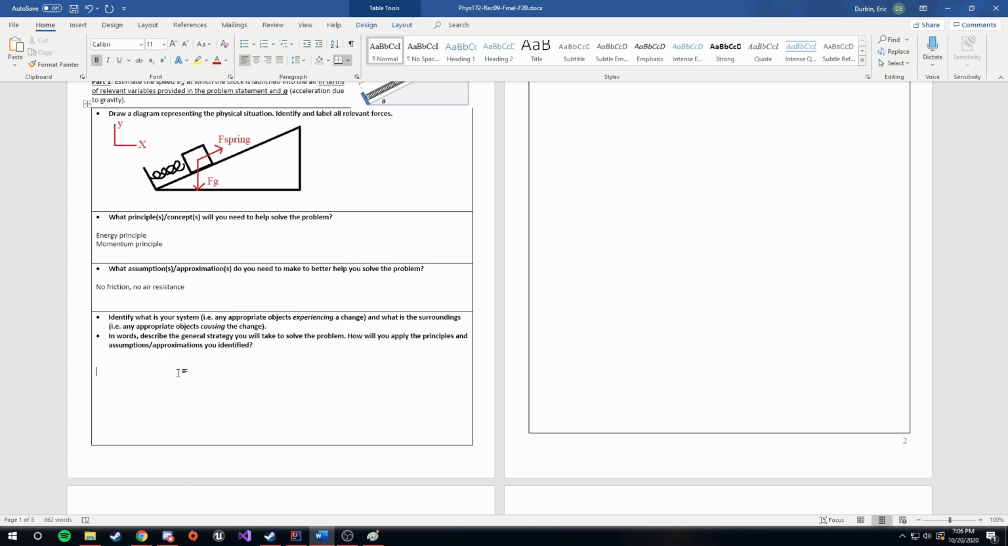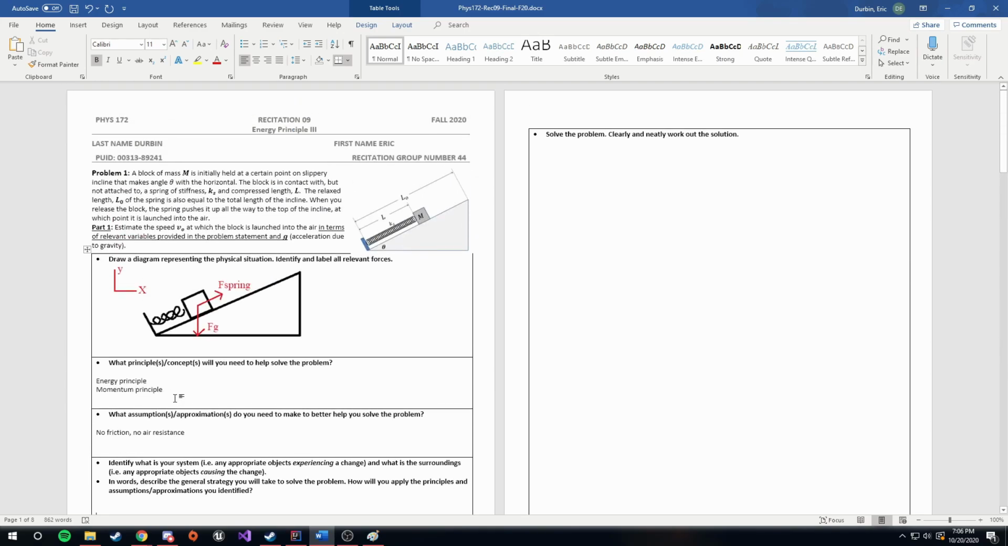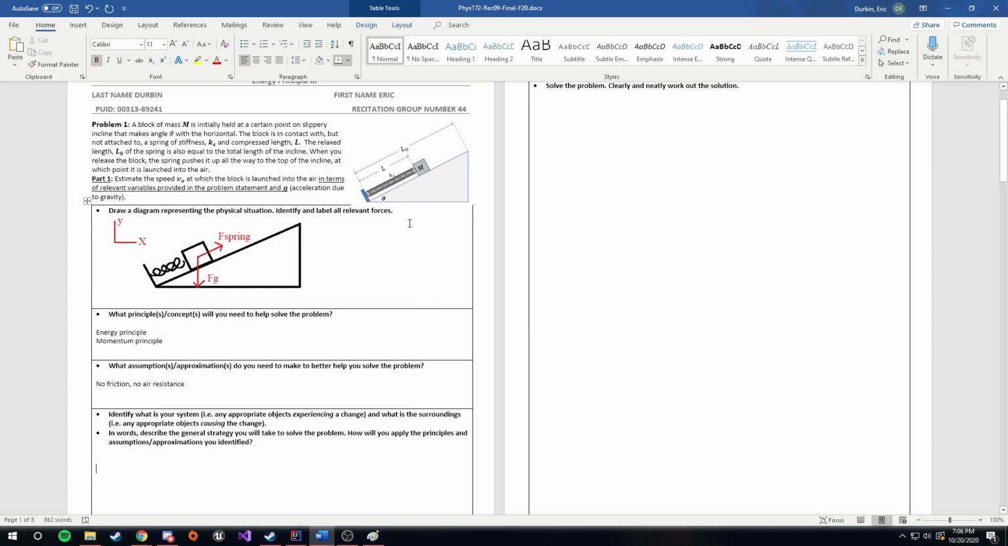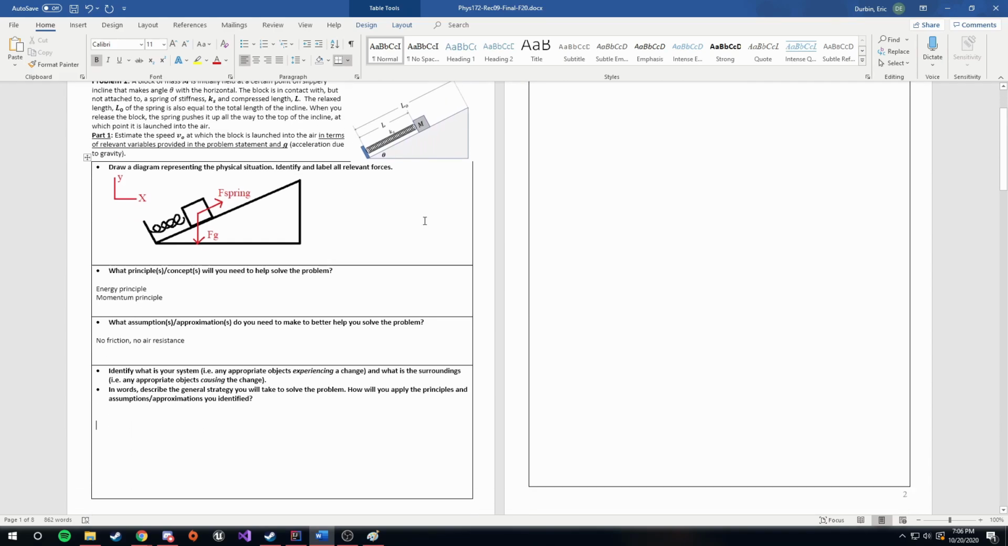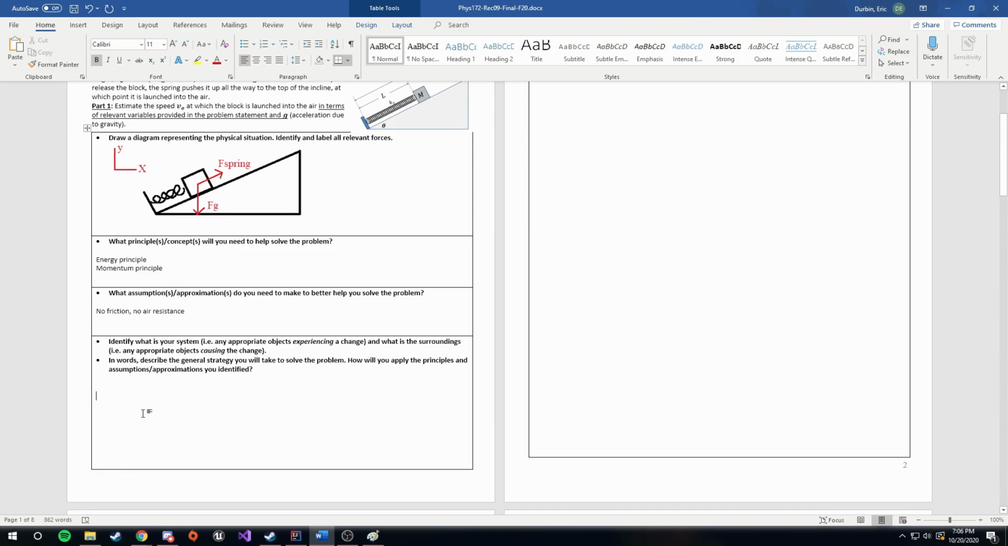Well, it does say estimate the speed it's launched into the air. Oh, never mind. That's right when it's launched. Yeah, there won't be any air resistance at that point. Also, I don't think we can calculate air resistance because we don't know the shape of the block. Could be a spherical block.